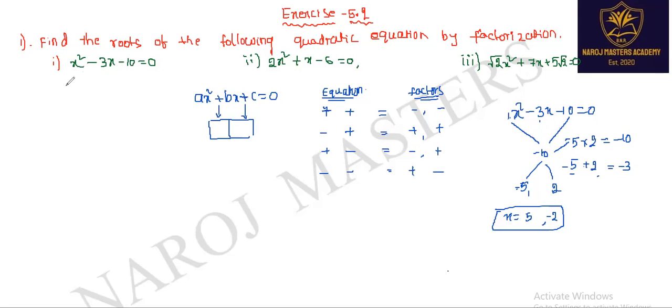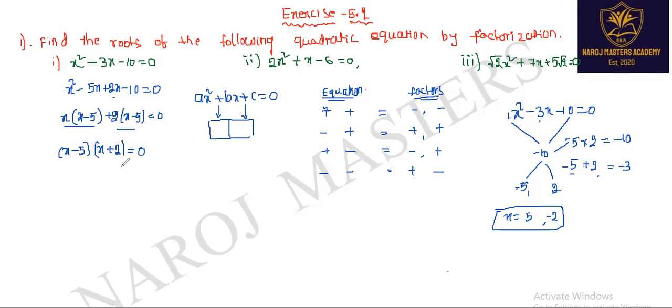If you solve this quadratic equation by this method: x square minus 5x plus 2x minus 10 equal to 0. Taking x common from the first two terms, x into x minus 5, and taking 2 common from the last two terms, plus 2 into x minus 5 equal to 0. Now take x minus 5 common in both terms, and the remaining term is x plus 2, equal to 0.